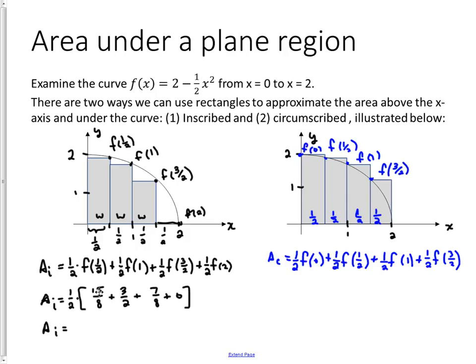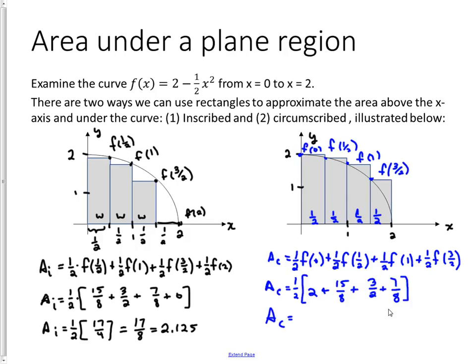So in this first case, if I factor out 1/2 from each of the terms and calculate 2 minus 1/2 of x squared at each point, I get 15/8, 3/2, 7/8, and 0 as the y values. Well, this turns out to be 17/4. 1/2 of that, 17/8, as a decimal is 2.125. And so we'll repeat the same thing that we just did over on the left here in blue for our circumscribed area. Let's see what we get there.